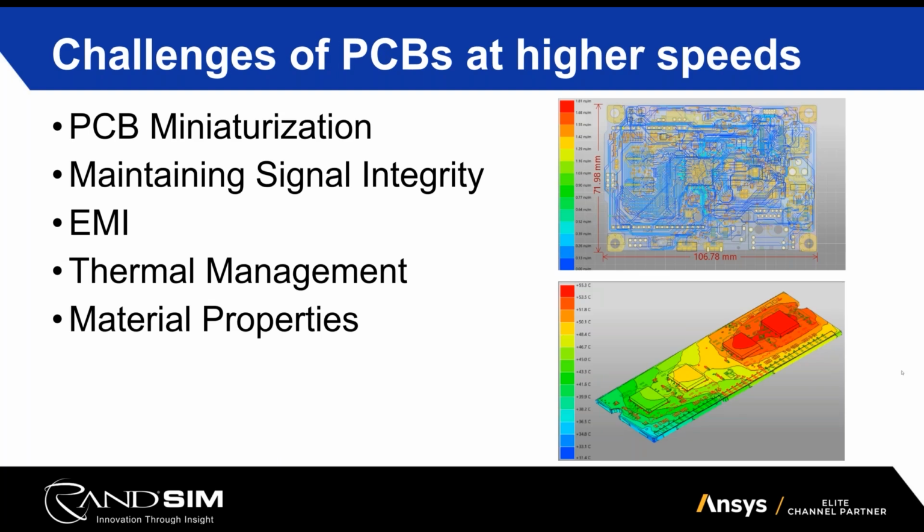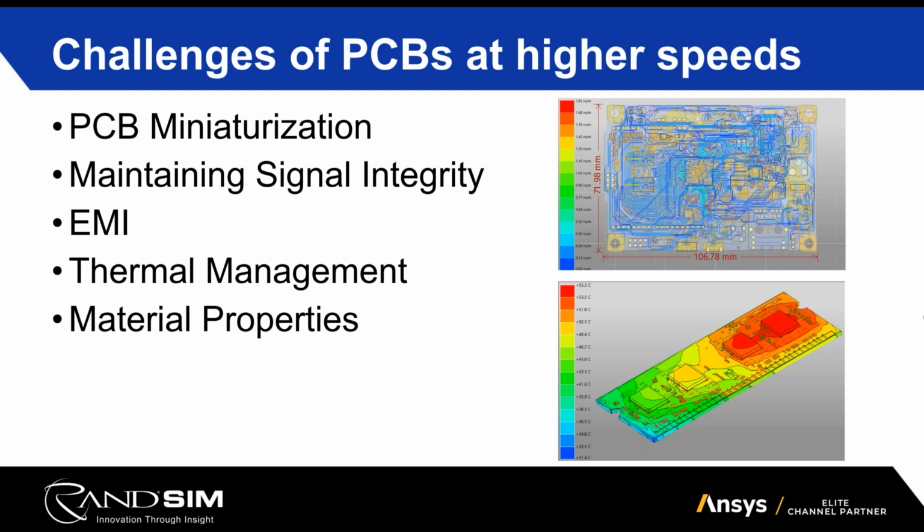So now we're going to dive into the challenges of PCBs at higher speeds. A main one is that PCBs are becoming smaller while our data rates are increasing, and this is going to cause a lot of challenges within our PCBs. For example, we have to make sure that we're maintaining the signal integrity at the higher speeds. With these smaller PCBs, there are going to be high-density interconnections, which require thinner traces, and this is going to degrade the signal integrity. Also, we're going to see EMI challenges happening on our boards at the higher speeds.